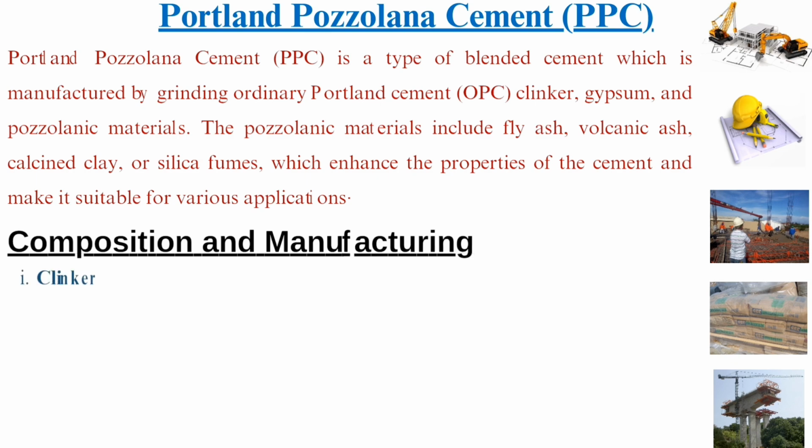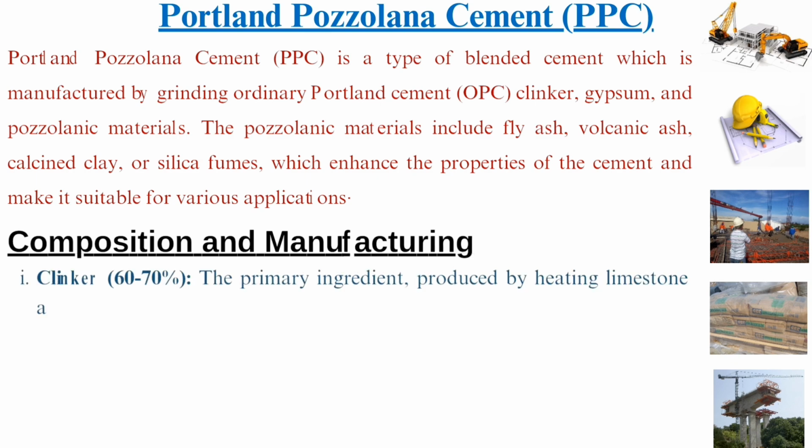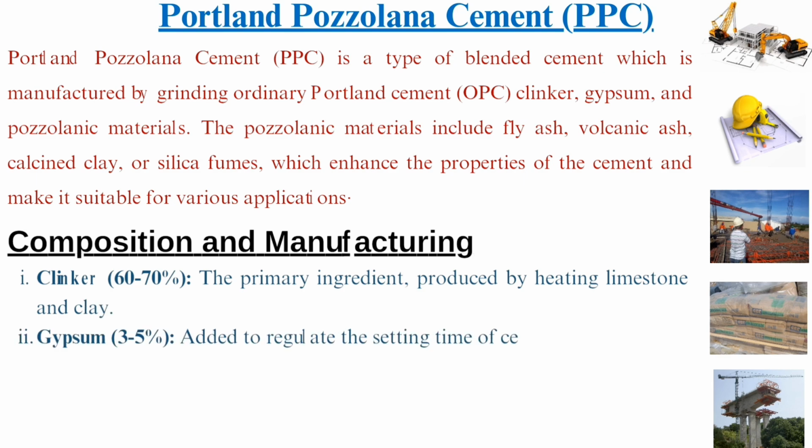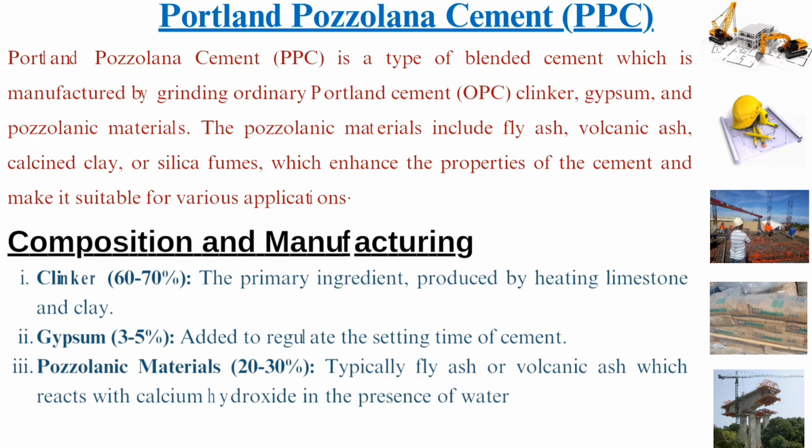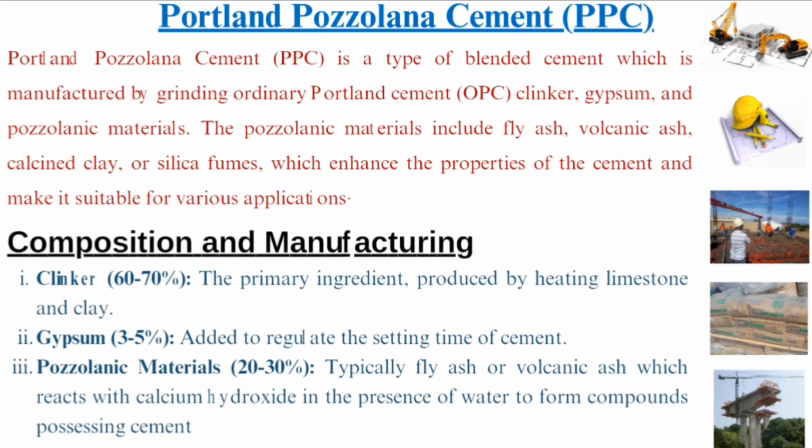So clinker 60 to 70%. It is the primary ingredient which is produced by heating limestone and clay. Then we have gypsum 3 to 5%, which is added to regulate the setting time of the cement. Then the pozzolanic materials around 20 to 30%. These are typically fly ash or volcanic ash, which react with calcium hydroxide in the presence of water to form compounds possessing cementitious properties.